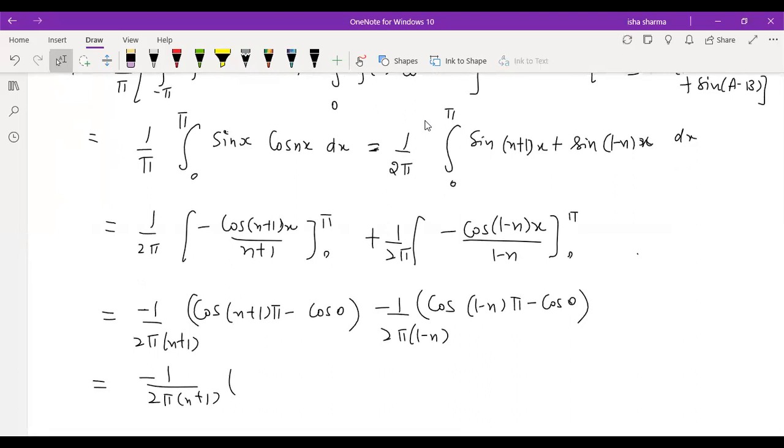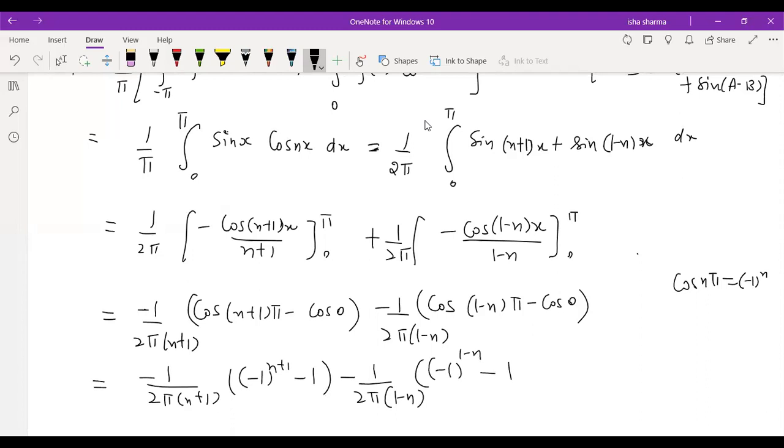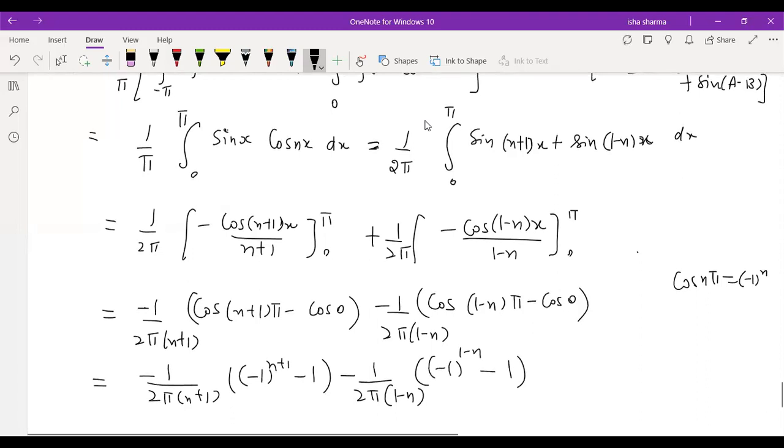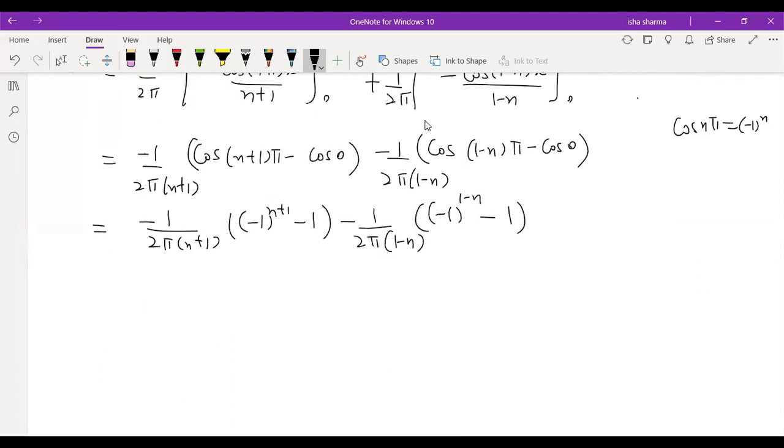Yes, what is cos n plus 1 pi? So it will be minus 1 raised to power n plus 1, because we know cos n pi is minus 1 raised to power n. So cos n plus 1 pi is minus 1 raised to power n plus 1 minus cos 0, which is 1. And this is minus 1 by 2 pi 1 minus n again. So this will be minus 1 raised to power 1 minus n minus cos 0, which is 1. So you can leave it up to here, or you can further simplify to certain extent.